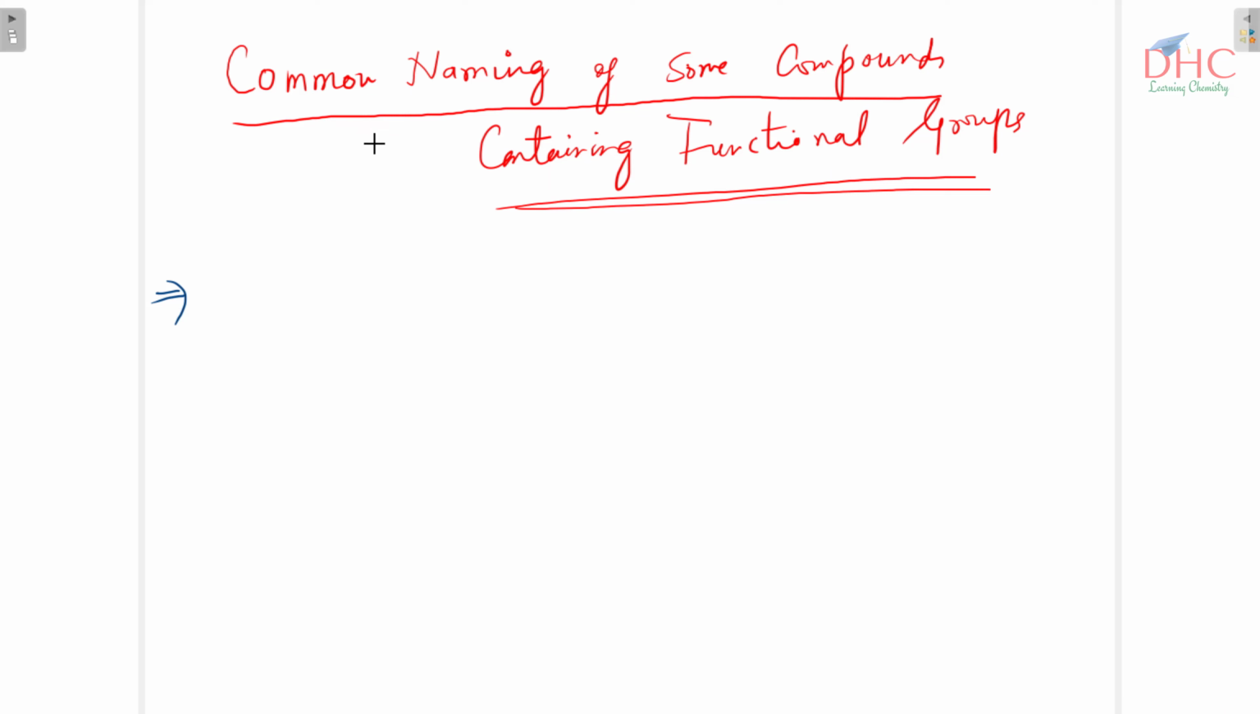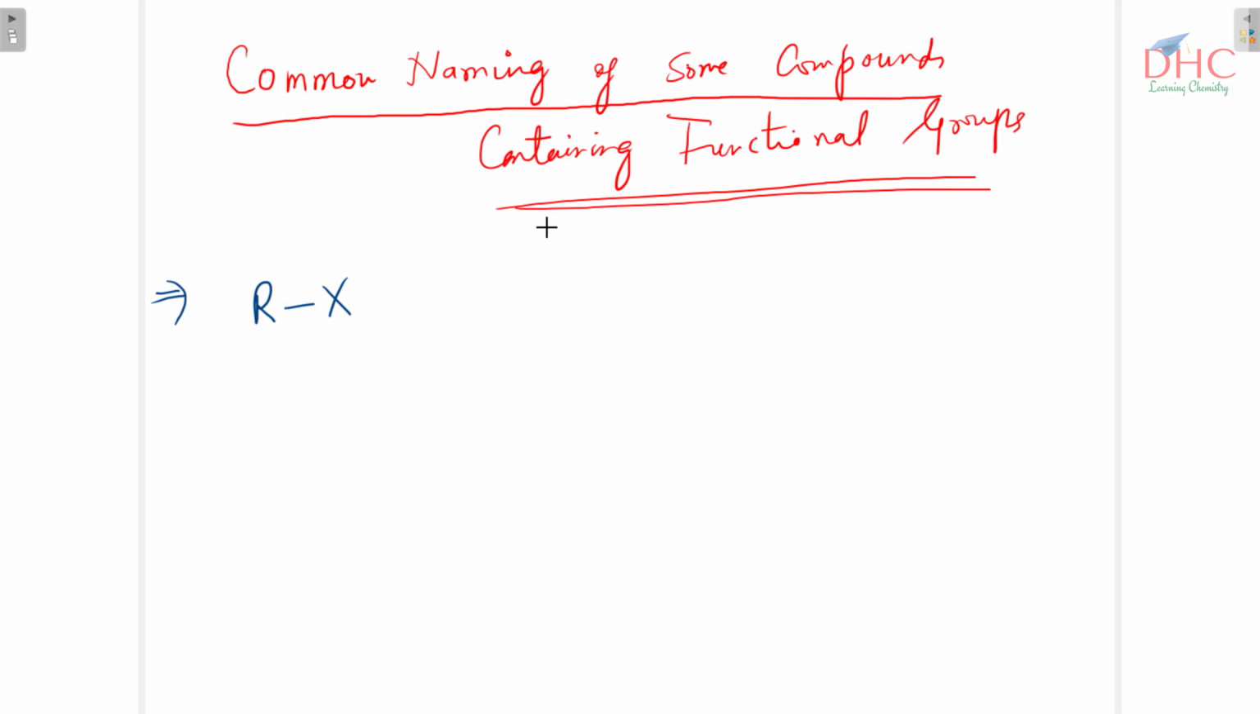Today the topic is about common naming of some compounds containing functional groups. We have a number of functional groups. We shall be talking about a few in this lecture, then we will switch to some others in the next lecture, hopefully. First of all we have RX. R is the alkyl group, X is halogen, so it's alkyl halide.